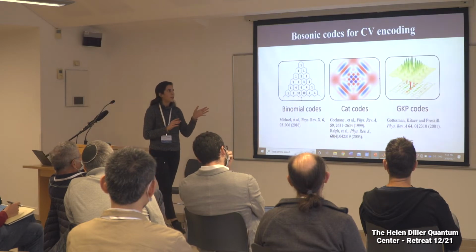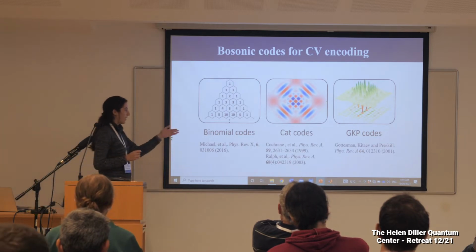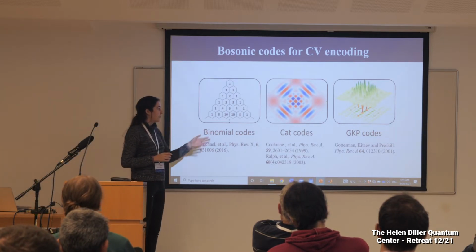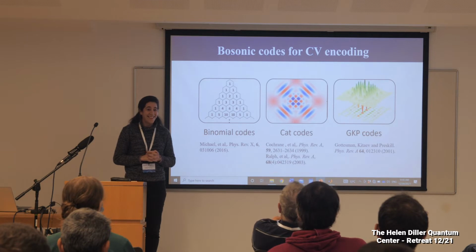So to do continuous variable encoding, which is what we're going to talk about today, we need to choose the Bosonic code. So here are a few examples of Bosonic codes. For example, CAT codes, presented in 1999, and GKP codes, presented in 2001 by Gottesman, Kitaev, and Preskill. But don't assume that everybody knows what either of them is. Yes, I will explain now.